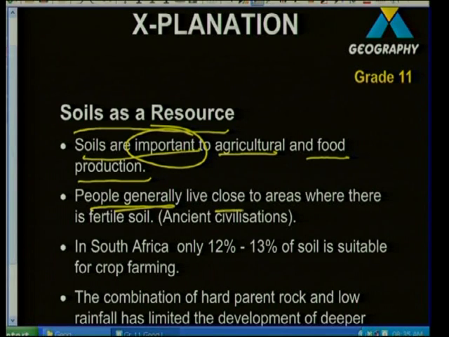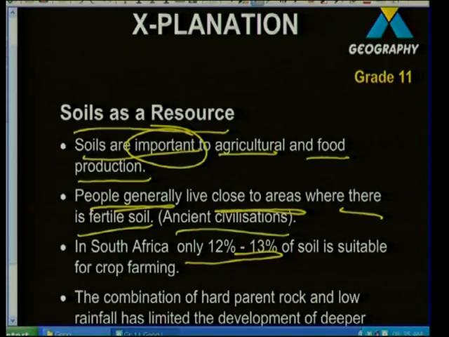People generally live close to areas where there is fertile soil. Most people want to live where there is fertile soil for the lush growth as well as vegetation. Most ancient civilizations at the beginning of time searched for fertile lands in order to start their settlements. In South Africa, you should remember the following. Only 12 to 13% of the soil is suitable for crop farming.